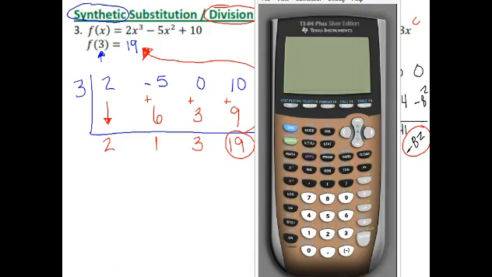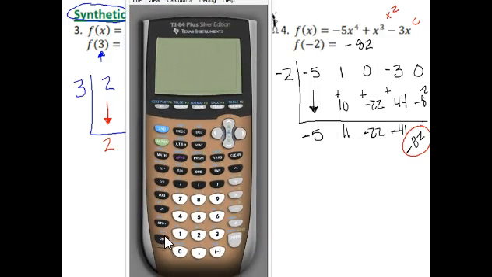And if we want to check it, just to make sure we did our synthetic substitution correctly, we can do negative 5, put in negative 2, raise it to the 4th, plus a negative 2 to the 3rd, and then we're going to subtract 3 times negative 2, and our solution is negative 82, just like we got in this synthetic substitution process.